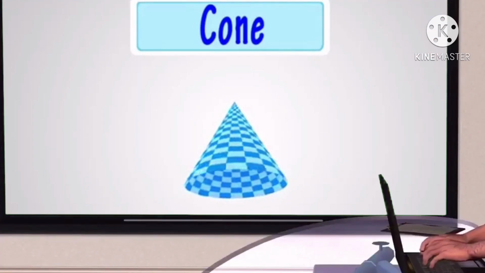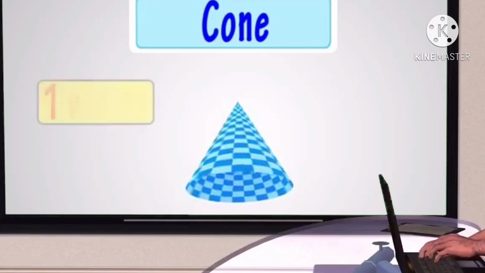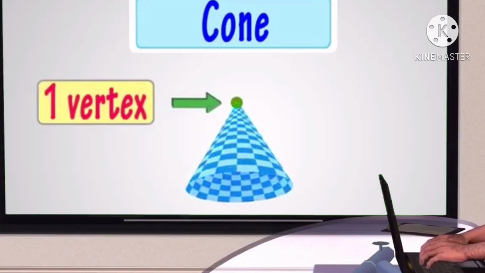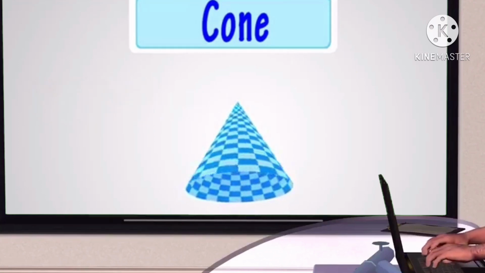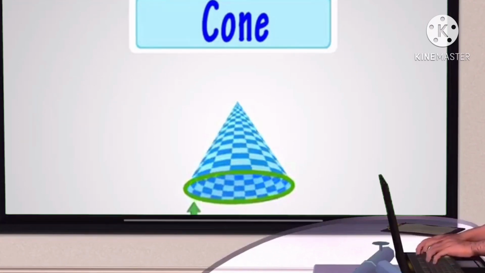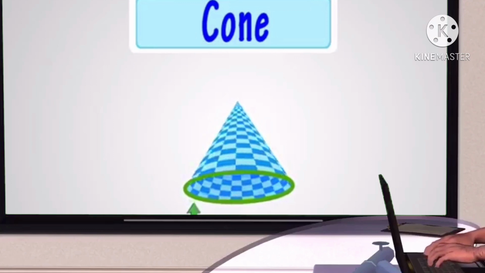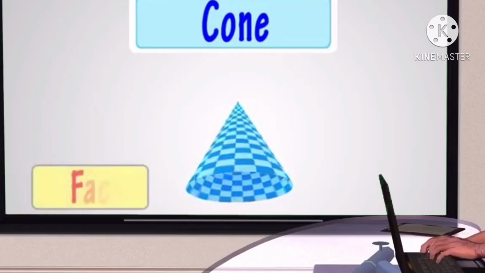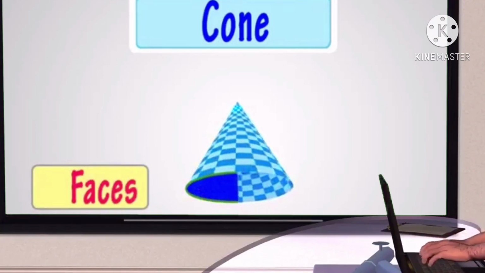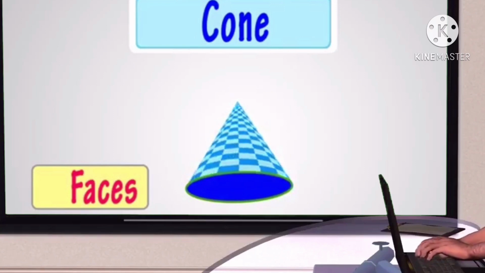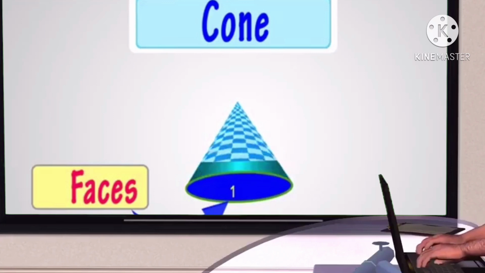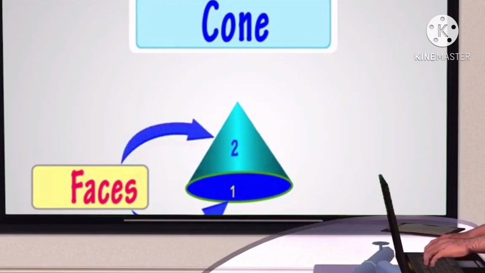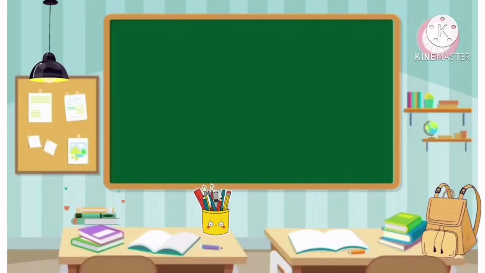This is a cone. It has only one vertex, which is the tip of the cone. It has only one edge, which is round in shape. Now let's see its faces. One of the faces is round in shape on its bottom. The other face is the curved face of the cone that wraps around it. Now let's try to solve an example.